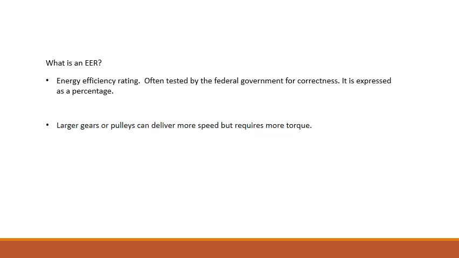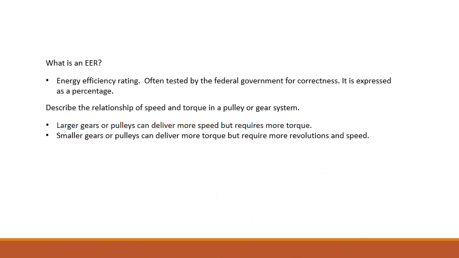Larger gears or pulleys can deliver more speed but require more torque. That is the relationship of speed and torque in a pulley or gear system I'm describing. So the larger gear or the pulley can deliver more speed but requires more torque to turn it. Smaller gears or pulleys can deliver more torque but require more revolutions, therefore more speed.